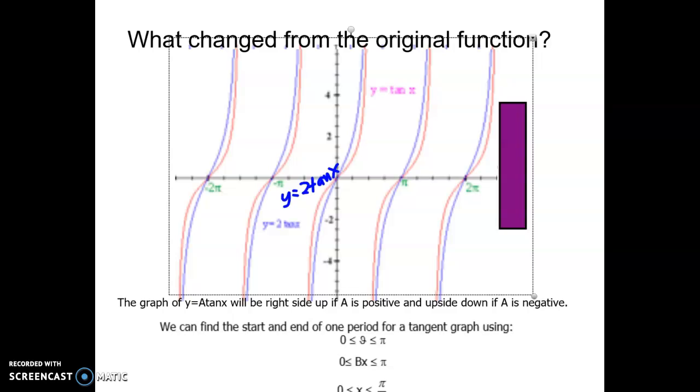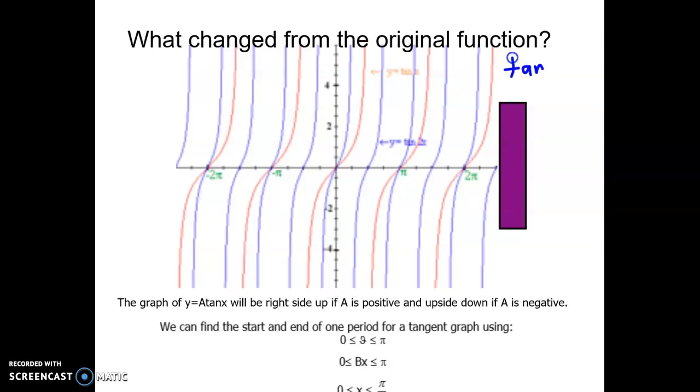Here we have the red graph as the regular tan graph, and the blue graph is an A value of 2. You should notice that the blue graph appears a little straighter because it is twice as tall. Here the blue graph is tan 2x, and the red graph is our original tan x. The blue graph occurs twice as often. Remember that a B value of 2 squishes your graph narrower, and with tan, that makes it seem like there are twice as many.